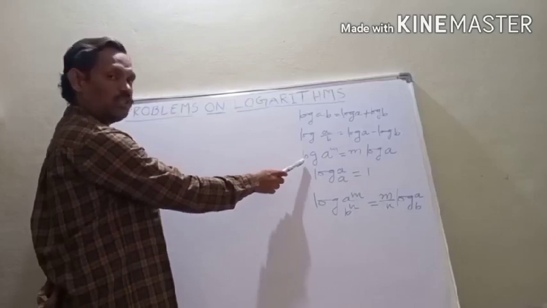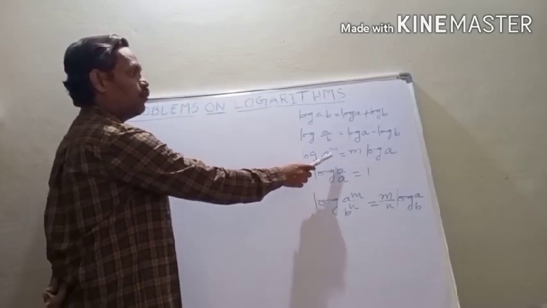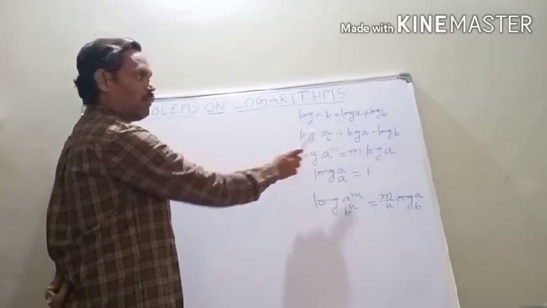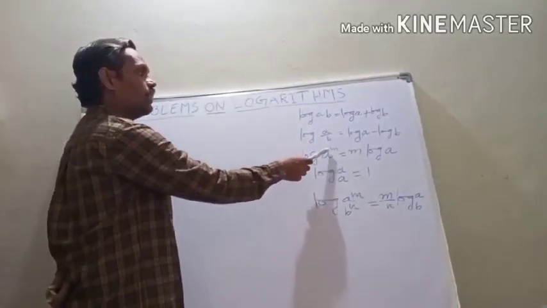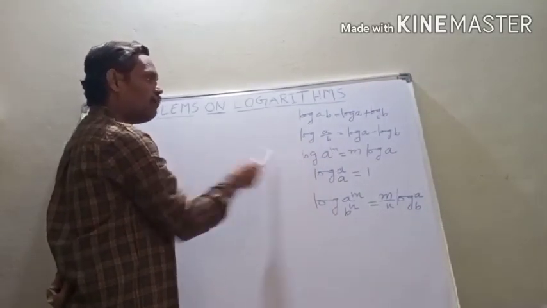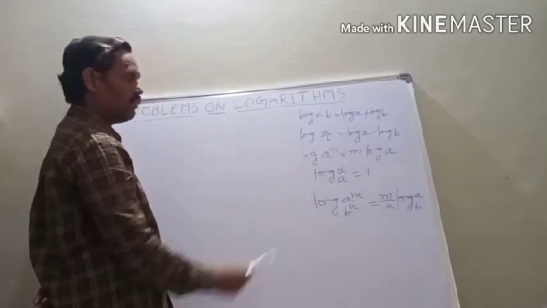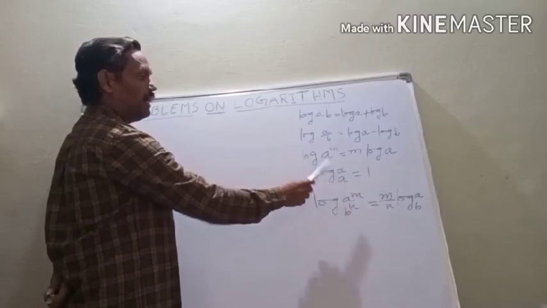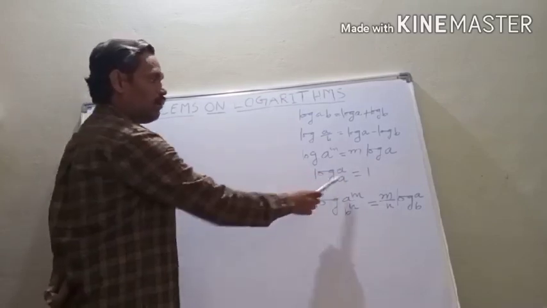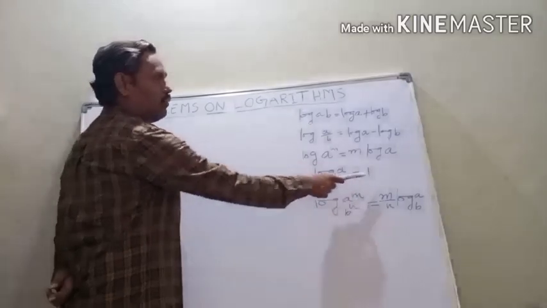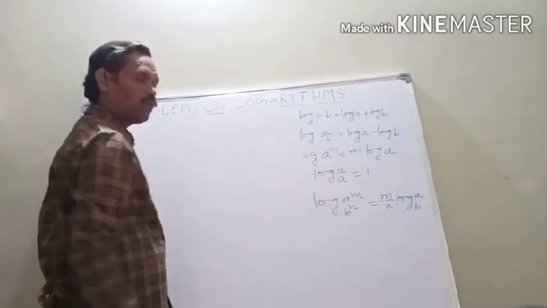The third one is the most important one, log of A to the power of m. Here log is applied to an exponent form. I have already explained that the exponent becomes the coefficient of log. So it's nothing but m into log A. Next, the first one is log A base A. This is nothing but 1. Whenever you find both are the same, the result will be 1, where A is not equal to 1.